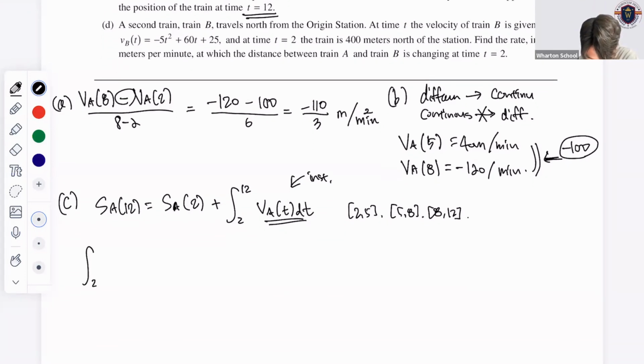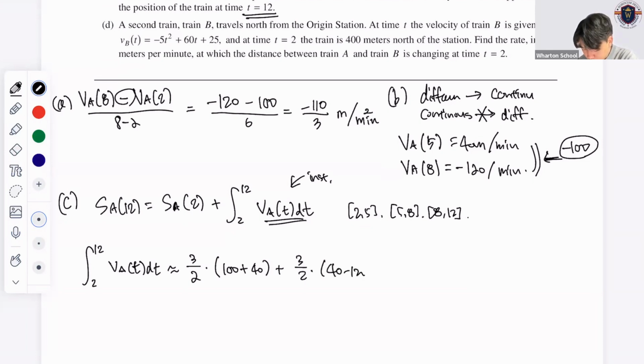So the definite integral from 2 to 12 of v_A(t) dt is approximately 3 over 2 times (100 plus 40) plus 3 over 2 times (40 minus 120), and so on. These are the values of v_A at 2, at 5, at 8, and so on.